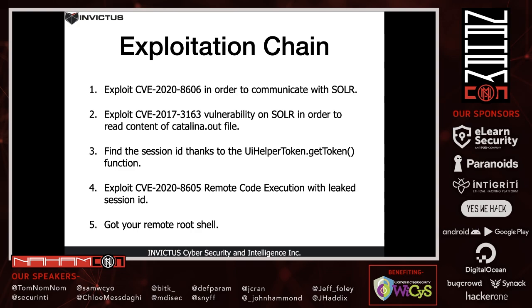So the exploitation chain is quite easy actually. We exploit the proxy service vulnerability itself. We force it to communicate with a SOLR service that is running on the box itself. When we do that, we can exploit the old vulnerability in the SOLR service to get the content of the catalina.out file. We find a session ID thanks to the getToken function definition, and we can go back to the exploitation of the command execution vulnerability, which requires a valid authentication. Combining all of those vulnerabilities, we got a remote root shell.